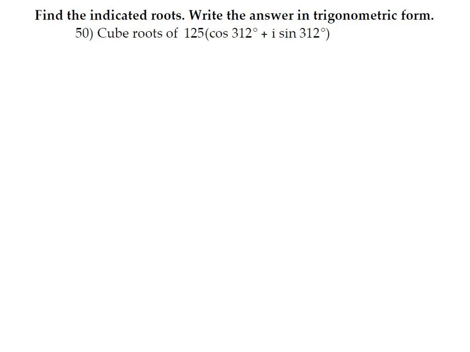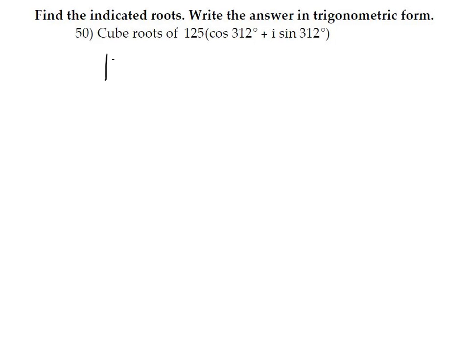Find the indicated roots. Write the answer in trigonometric form. So we want to find the cube roots of 125 times cosine 312 degrees plus i sine 312 degrees. Now for a change, I'm going to write this in a little bit different notation. It's still the trigonometric form, but some books adopt this.